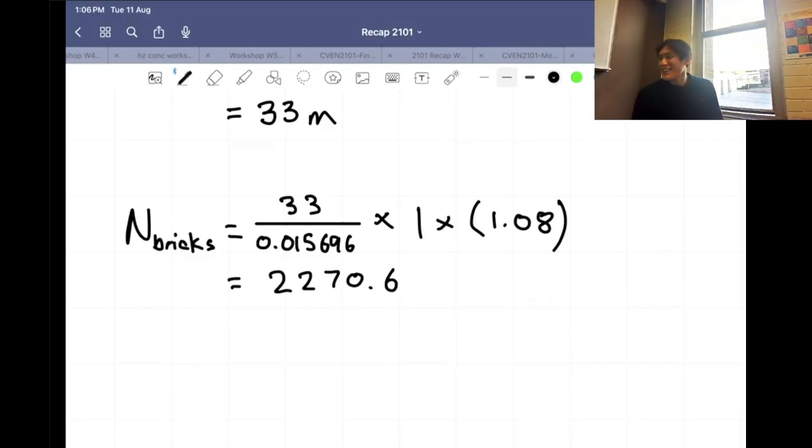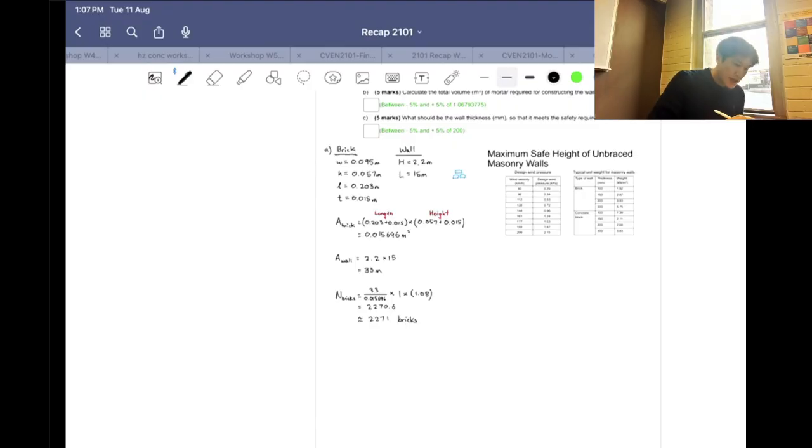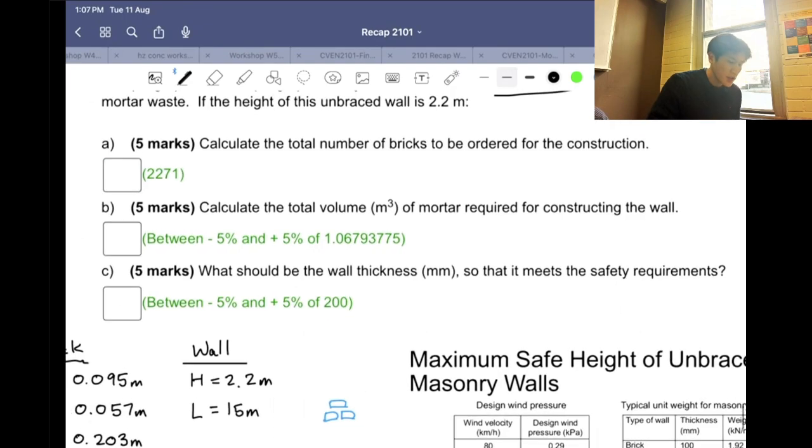Now do we finish with this question? What do you think? You have to round up. Yes, you do have to round up because you can't have 0.6 of a brick. So if you're ordering in real life, you're going to have to round it up always. And in your question as well, always round up for the number of bricks. Yeah, so that is part A of this question. Amazing. And then part B asks, calculate the total volume of mortar required for constructing the wall.